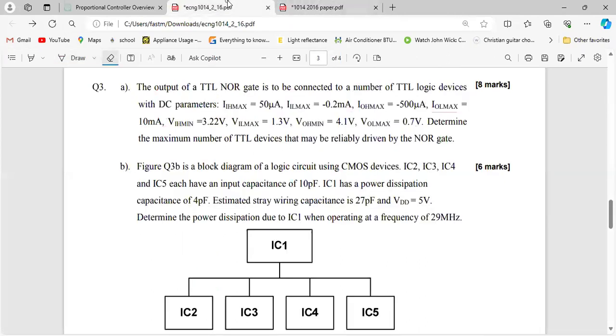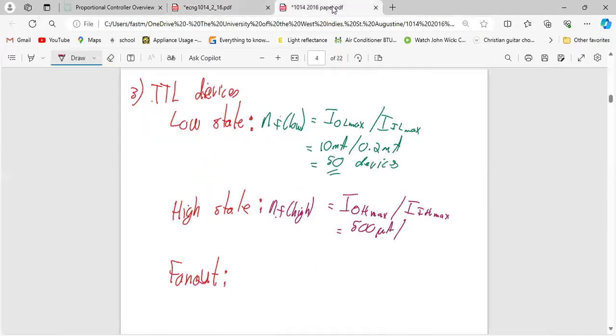And I input max, yeah, 50. Right, so this will cancel with this, and this will cancel with that. 500 divided by 50 is 10. So 10 devices. Right, so we have that. We have this. So we've got to get the fan outs.